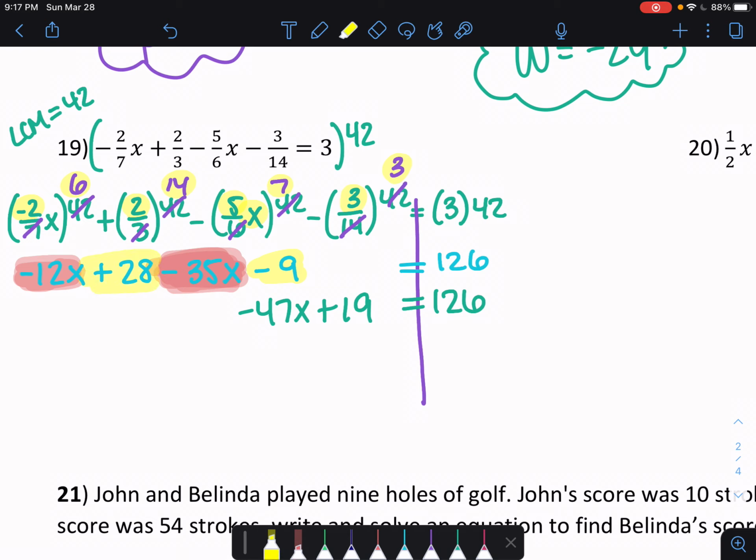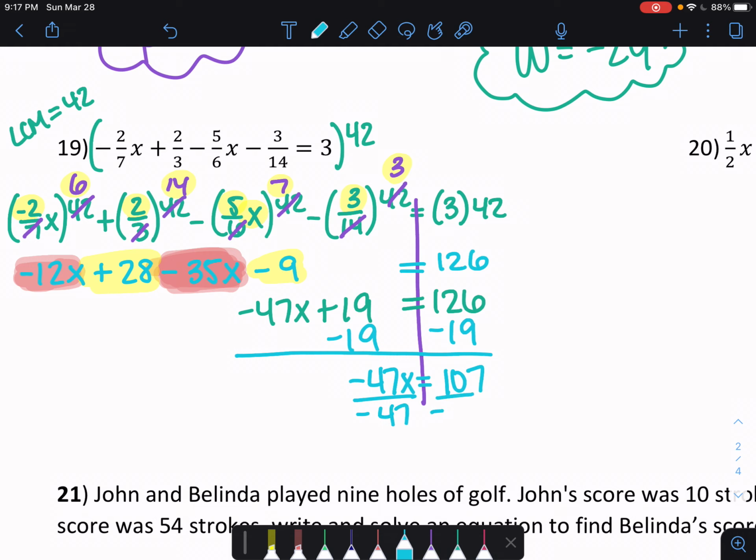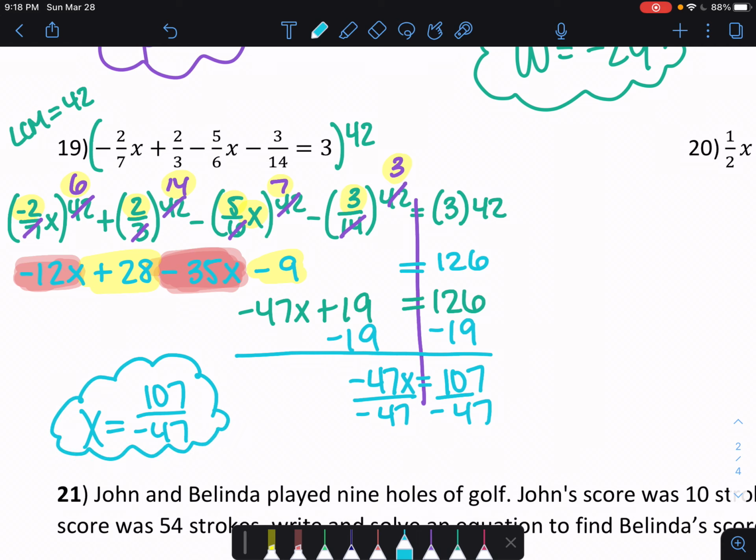Plus 28. So now I'm going to subtract 19 from both sides. And I get negative 47x is equal to 107. And then I'm going to divide by negative 47, and I get x equals 107 over negative 47. That is the fraction in simplest form, so you don't have to do anything else.